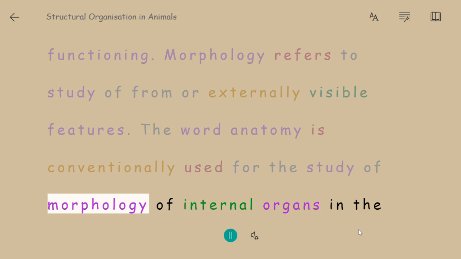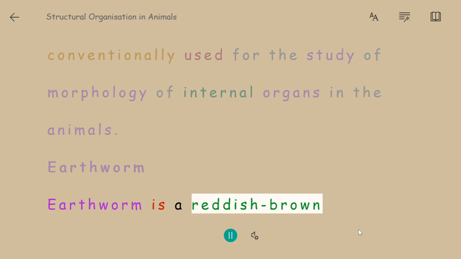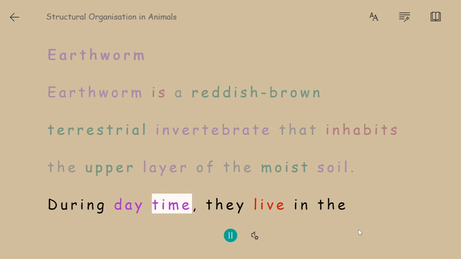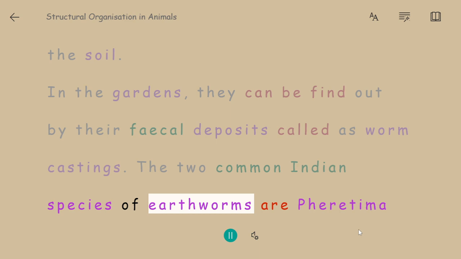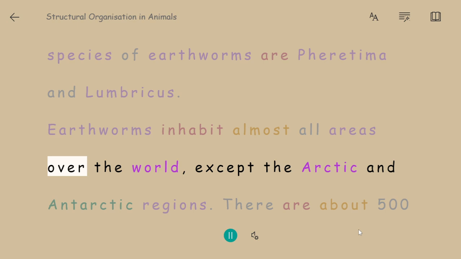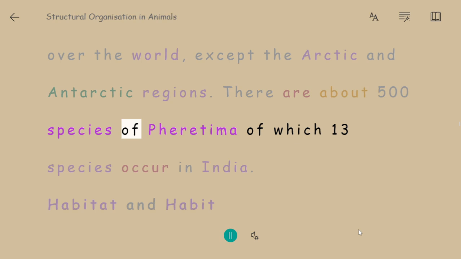Earthworm. Earthworm is a reddish-brown terrestrial invertebrate that inhabits the upper layer of the moist soil. During daytime, they live in the burrows made by boring and swallowing the soil. In the gardens, they can be found out by their fecal deposits called worm castings. The two common Indian species of earthworms are Pheretima and Lumbricus. Earthworms inhabit almost all areas over the world, except the Arctic and Antarctic regions. There are about 500 species of Pheretima, of which 13 species occur in India.